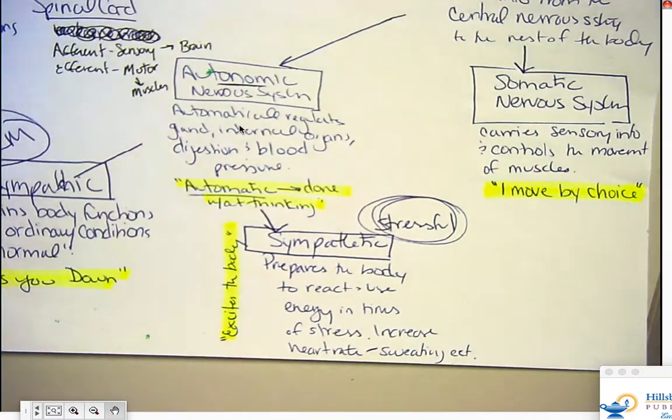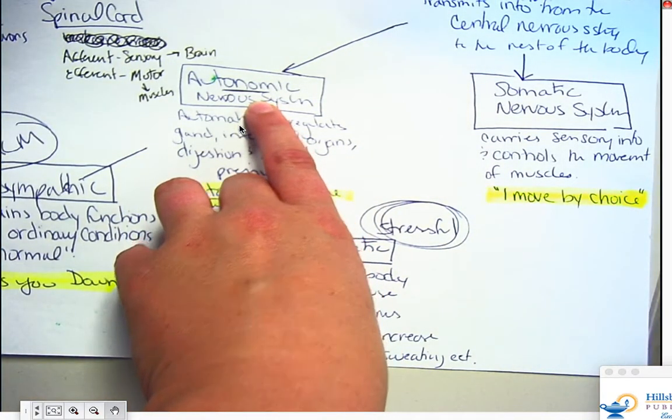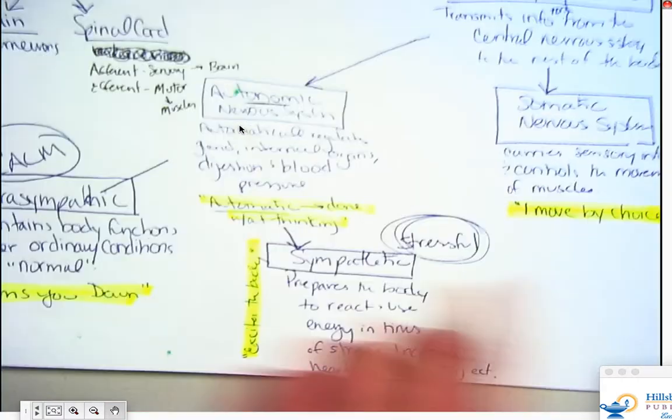Give me something else. Heartbeat. I'm not saying pump. Okay, give me something else. Blinking, yeah, that would fit. Kind of an obscure one, but yeah, that's true. Give me something else. Breathing, absolutely. Autonomic looks just like the word what? Automatic. So autonomic means done without thinking.